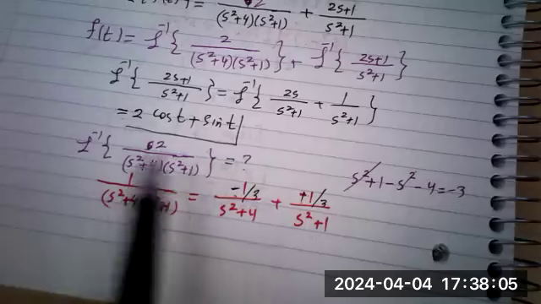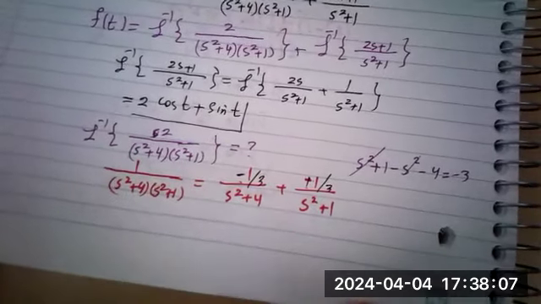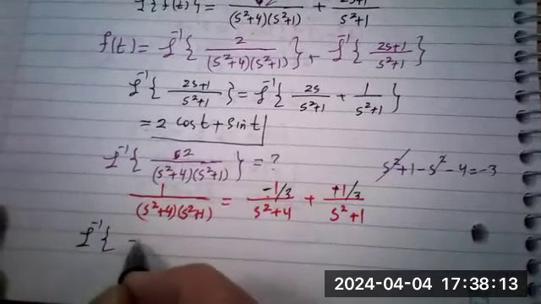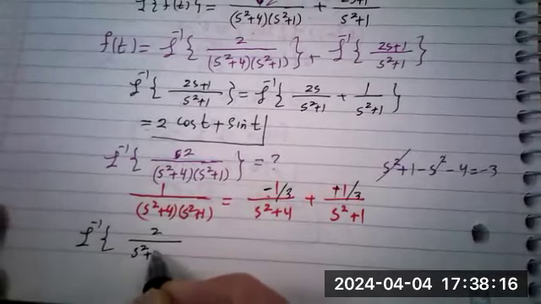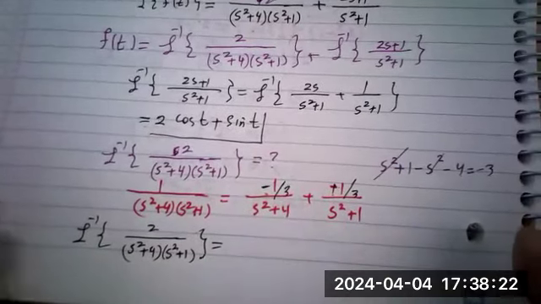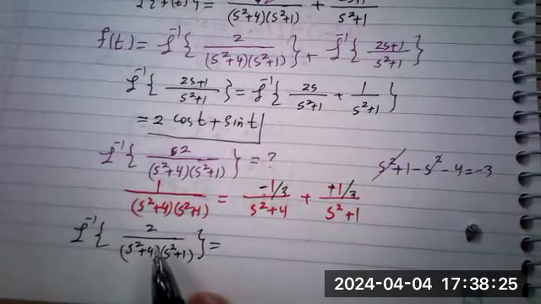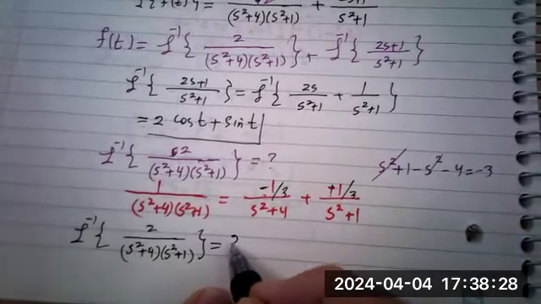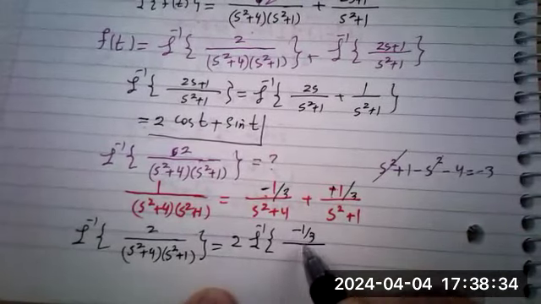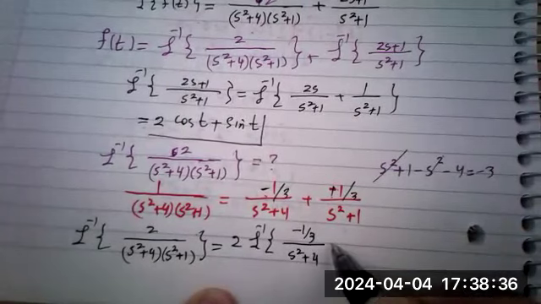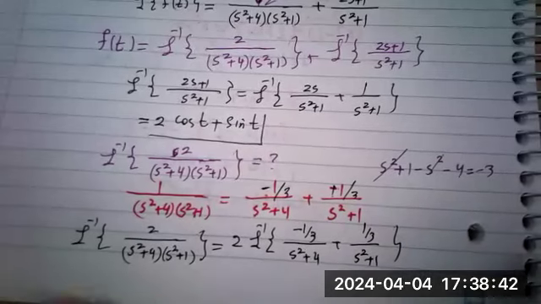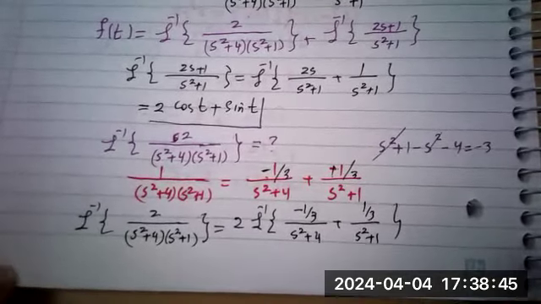Of course, there was a 2 here, so I just multiply by 2. So this is it. We have the Laplace inverse of 2 over s squared plus 4 times s squared plus 1. Break it into those parts that we have. I pull out the 2 and then I do the rest: 2 Laplace inverse of negative 1/3 over s squared plus 4 plus a positive 1/3 over s squared plus 1. Break it into 2 parts and then pull out those extra numbers.